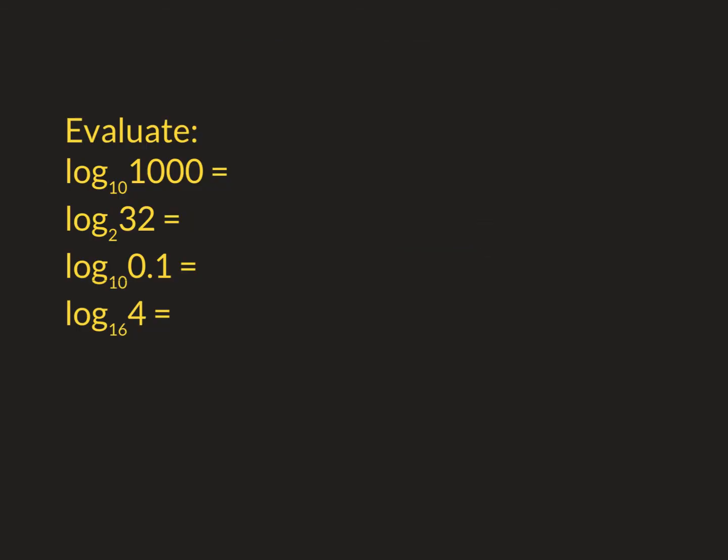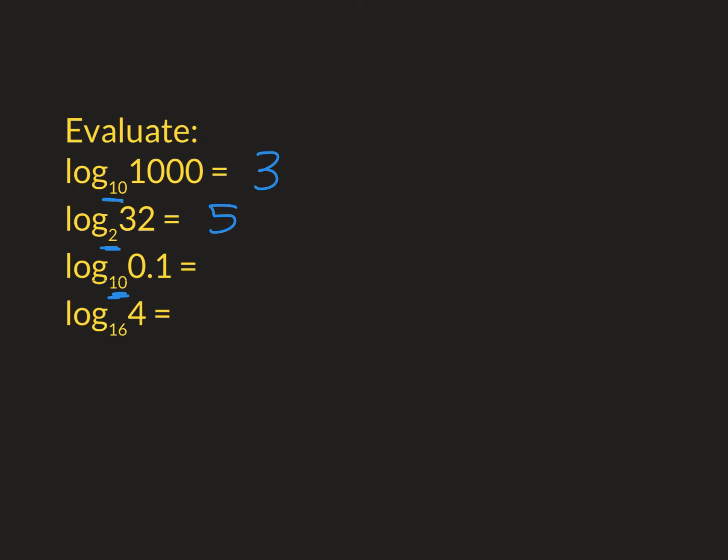Okay, evaluate. They're going to give you something like this. What that first one's saying is, 10 to what power is 1,000? Well, the third power. 10 cubed is 1,000. So the answer is the exponent. Log base 2 of 32: 2 to what power is 32? The fifth power. 2 to the fifth is 32. The answer to a log is the exponent.